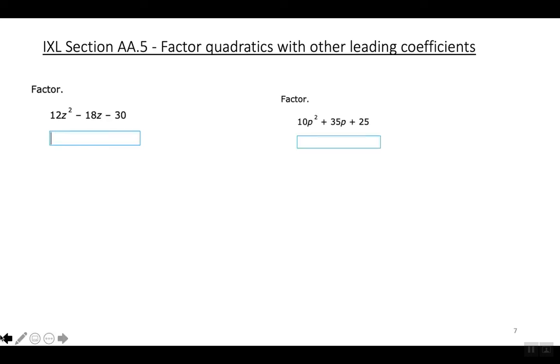Okay, now we're going to start looking at the problems that are more difficult, the more challenging problems in this IXL. So I recommend that you stop what you're doing and make sure you're paying attention, because these involve one more step.